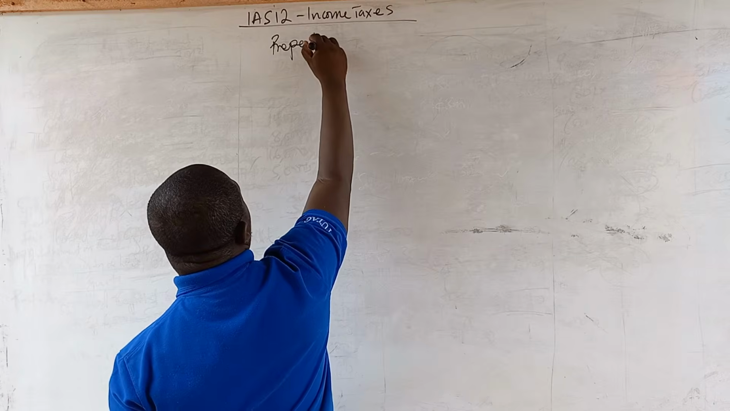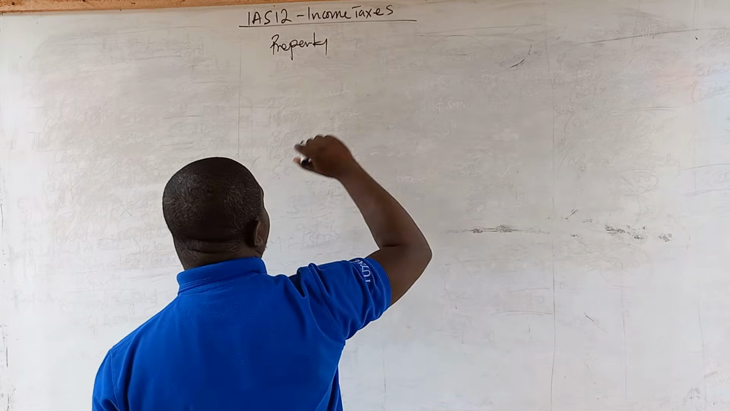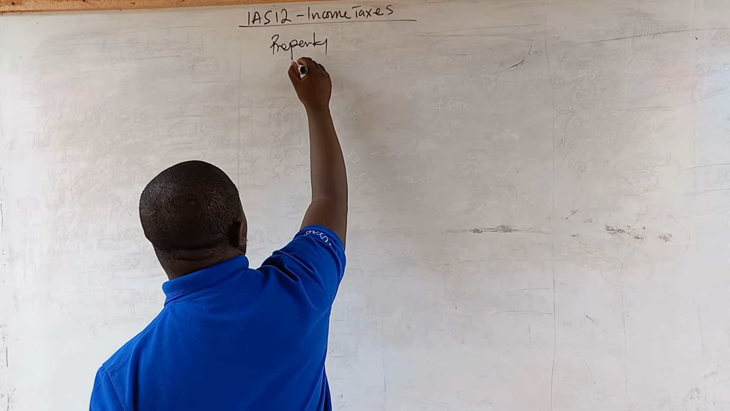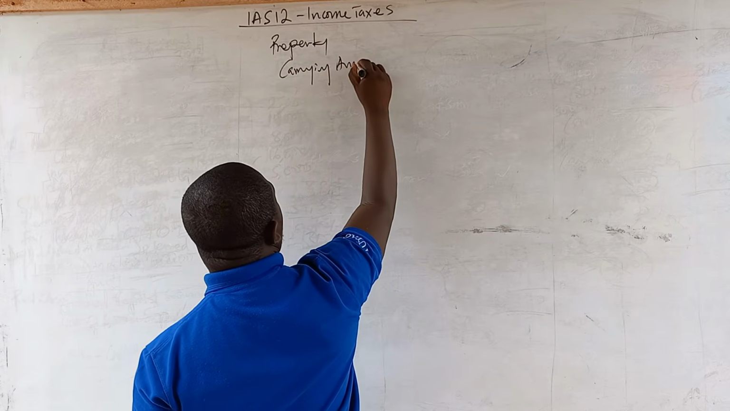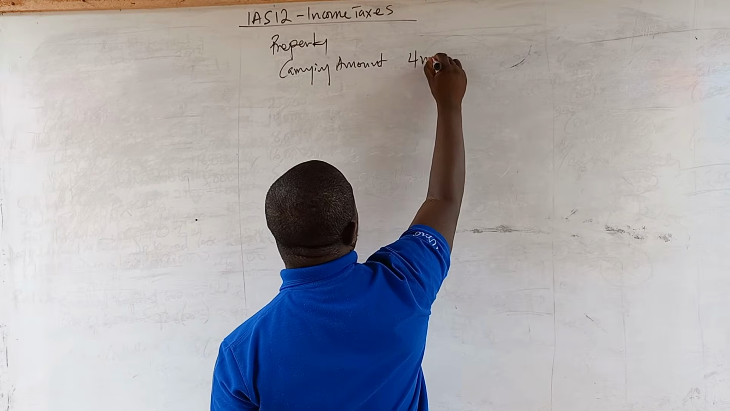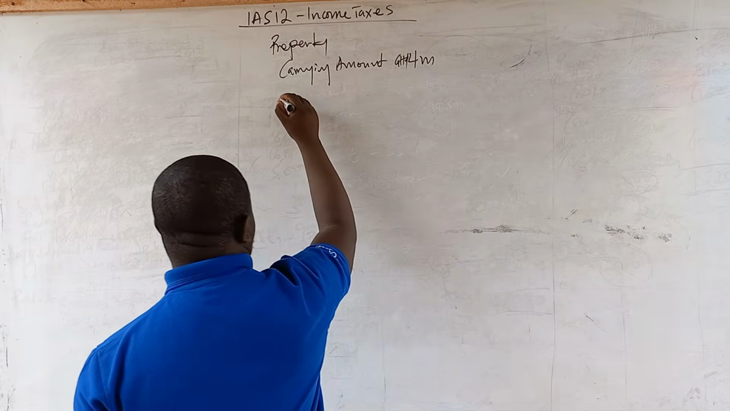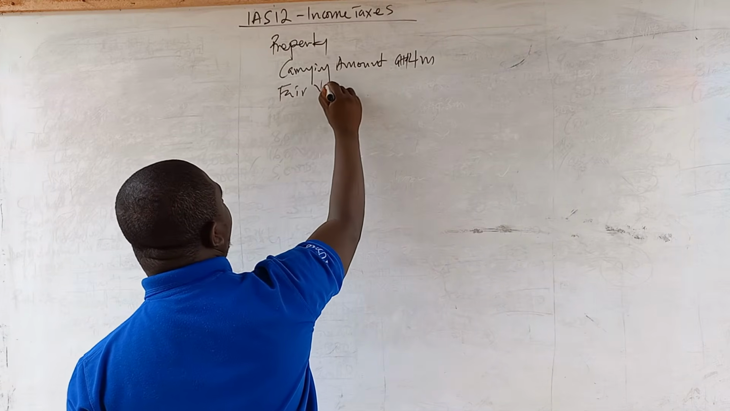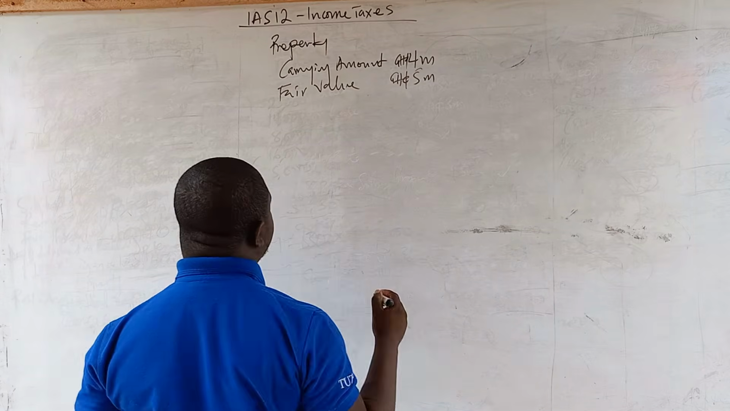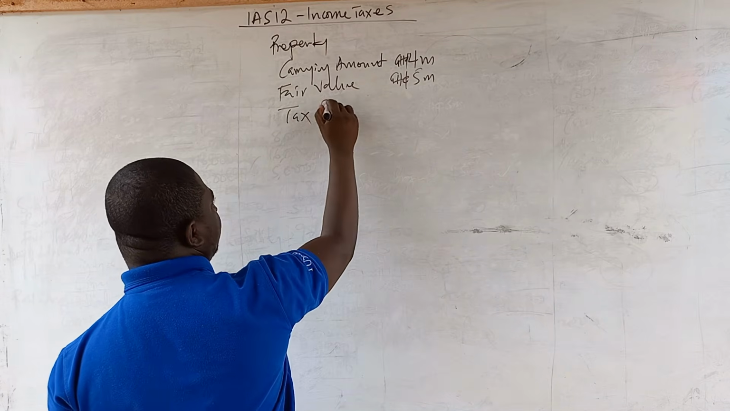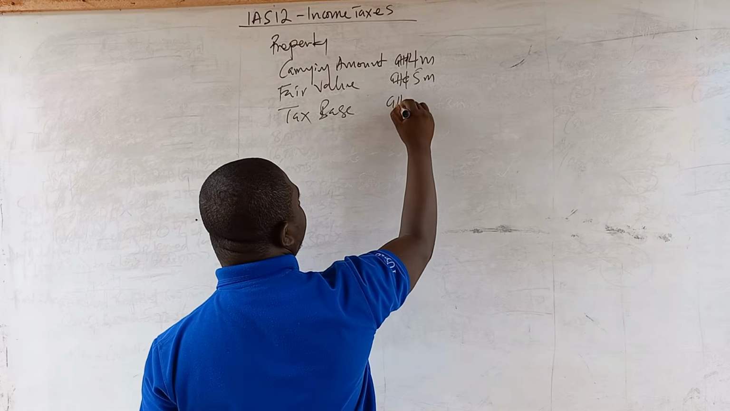Okay, so property for the company. And there is an original carrying amount of 4 million Ghana cedis. And then there was a revaluation. So the new fair value is 5 million Ghana cedis. And then we are also told from the question that the tax base is 3 million.